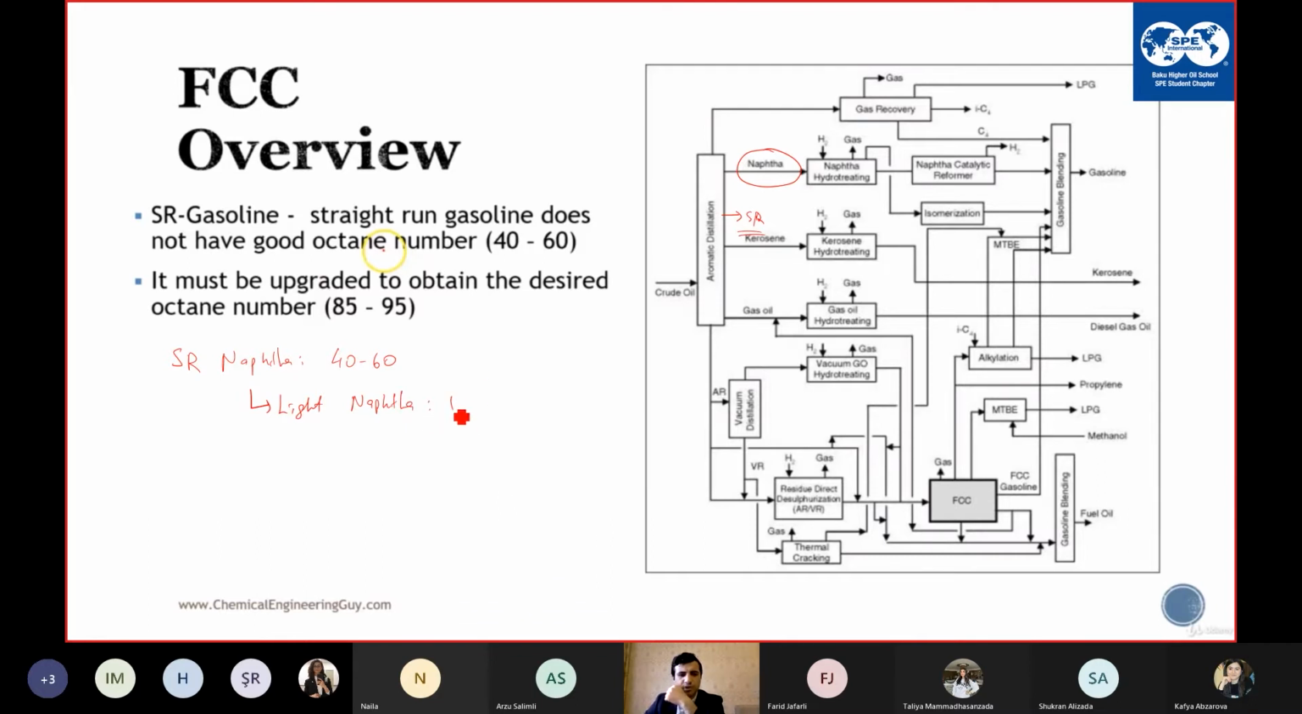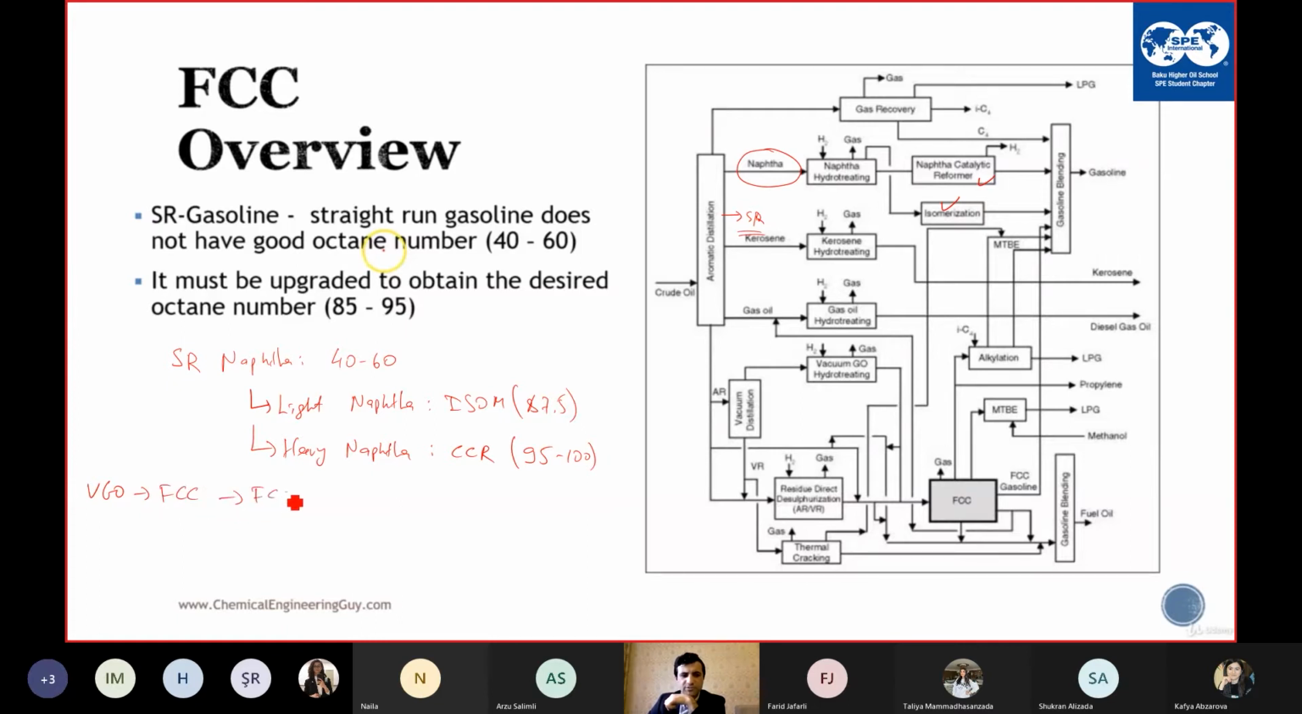which is sent to isome, and then the product from isome has an octane number of 87.5. Heavy naphtha is sent to CCR. We will talk about CCR today. So isomerization is here, and CCR, what is it? CCR, naphtha catalytic reforming, is here, and CCR has an octane number of 95 to 100. And then VGO is sent to FCC.